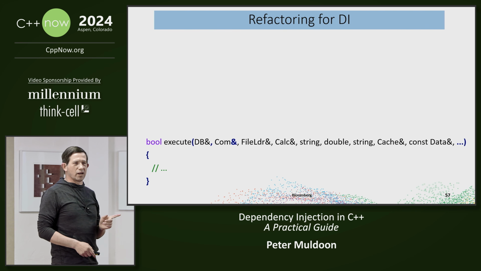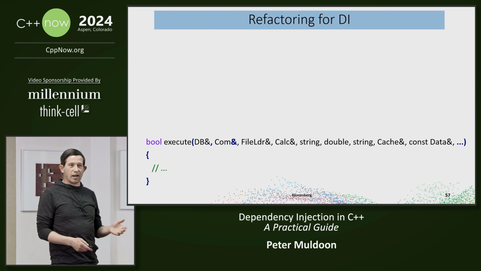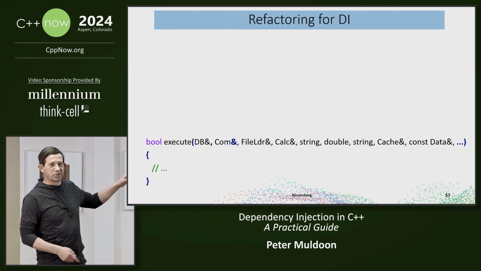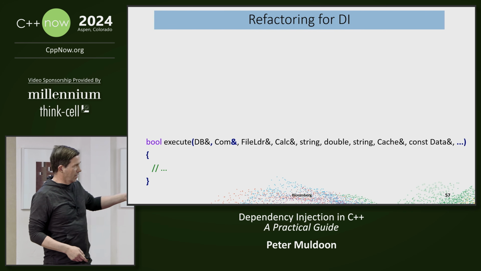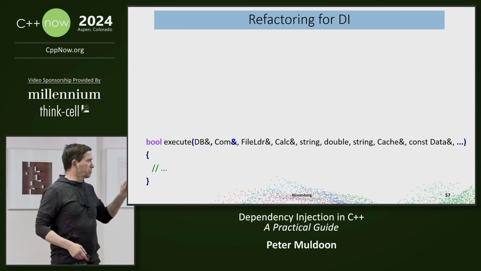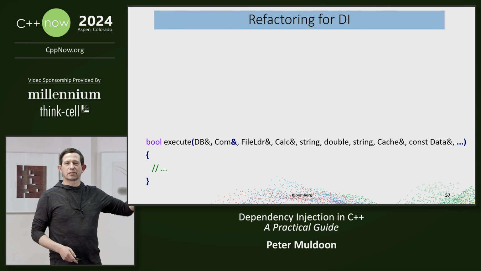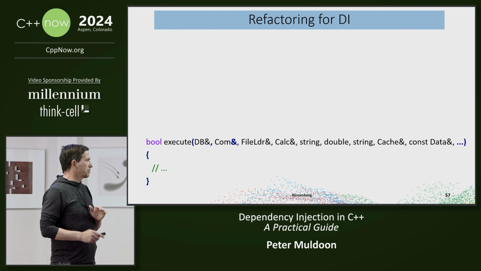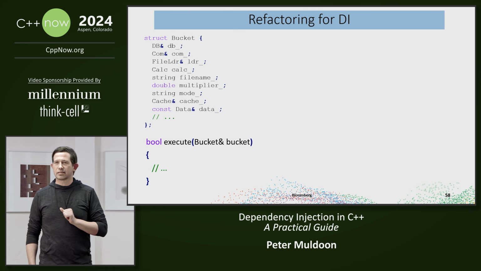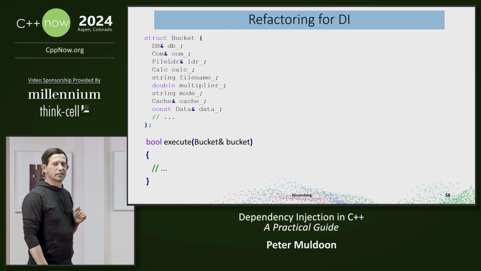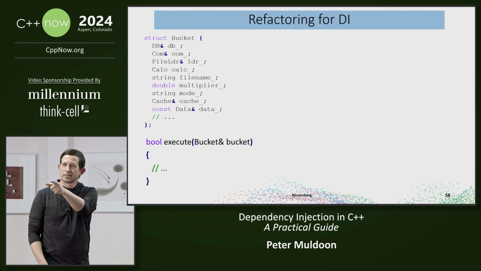And when I gave this as a dry run, one of the people said, well, yeah, here's how you solve it. And this is the way he said to solve it, right? So here I have an execute which takes a DB, a com, some kind of file loader, calc, string, double string. Hopefully I don't transpose any of the strings, cache, const date, a bunch of stuff, right? And I say, well, that's way too many to ask people to call. So the way I get out of that is just put a bucket together and dump all my stuff in there. Is this like functional programming? You have mutable objects.